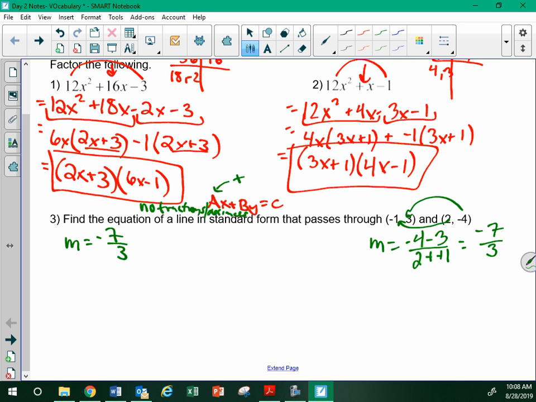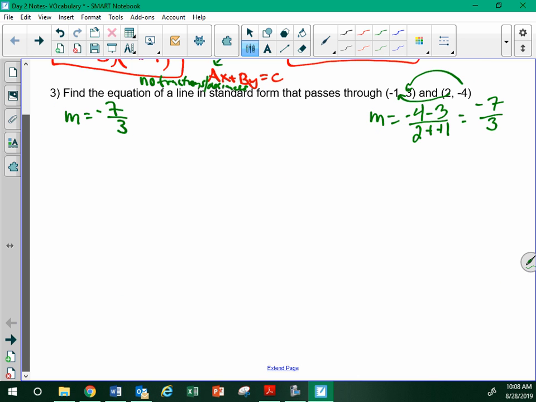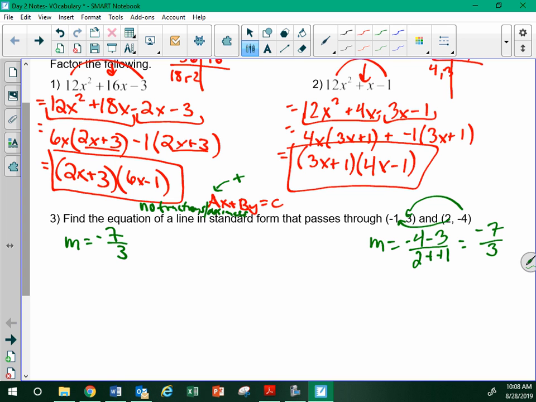I'm going to go ahead with point-slope form, just to show you some tricks of the trade again with that. Also because I have a point and a slope. It doesn't matter which point you use. I'm just going to use the first one. So y minus 3 equals my slope times x minus -1, which would be plus 1. Always be careful with those negatives.